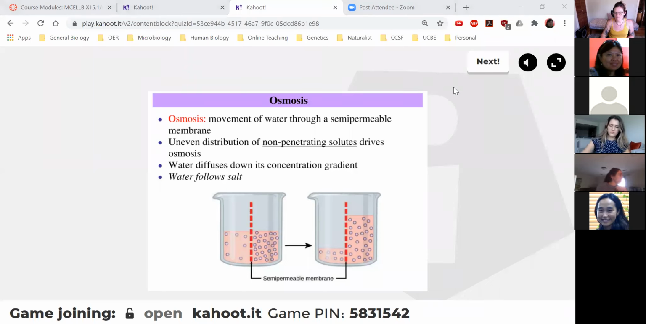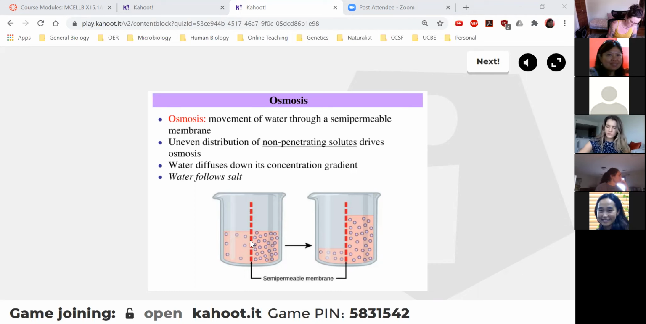Okay, so that's diffusion and facilitated diffusion. Let's talk about osmosis. Traditionally, and I think in this class too, there has been a lot of confusion about osmosis, so let's spend a little bit of time talking about it. Osmosis is literally the diffusion of water.